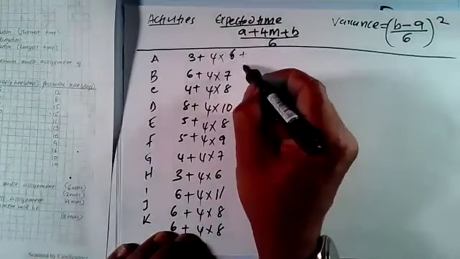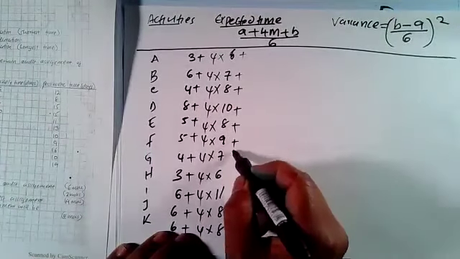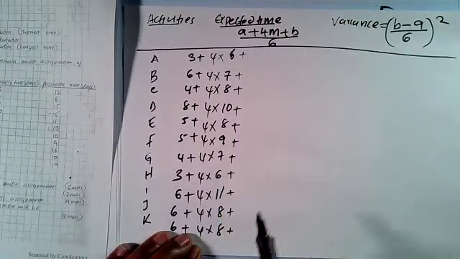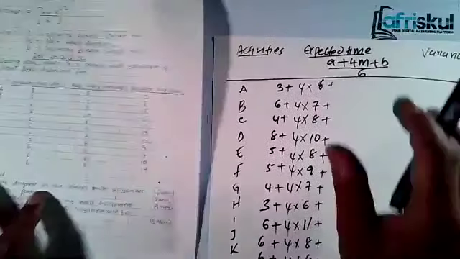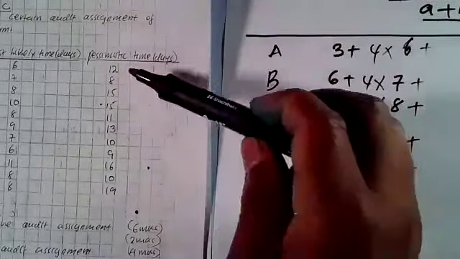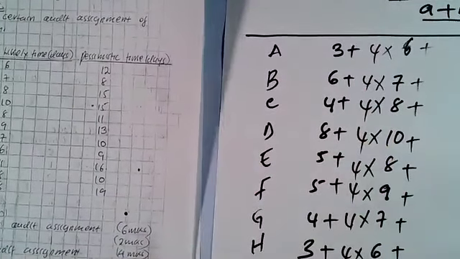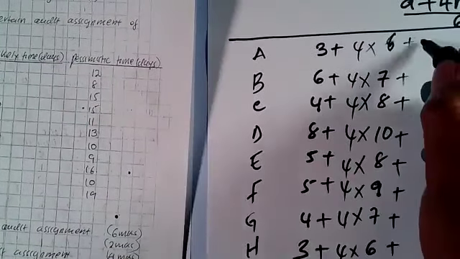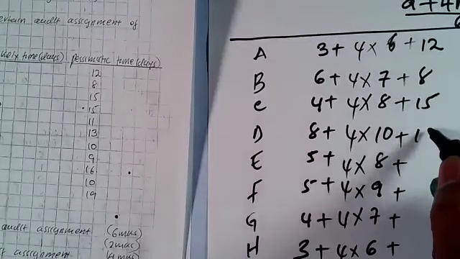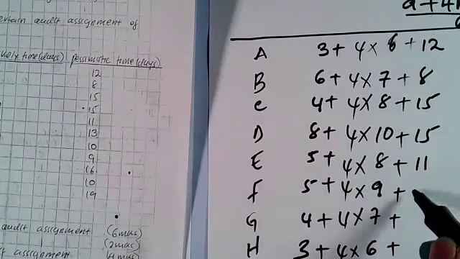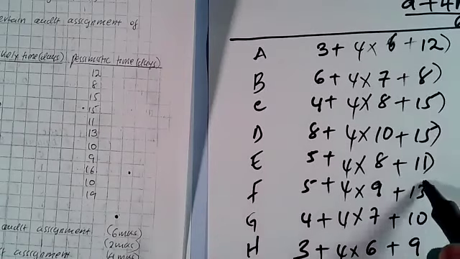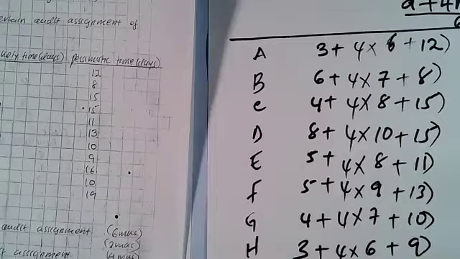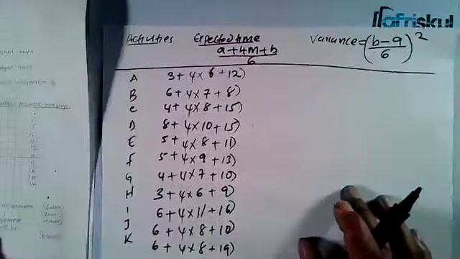Then you add B. So we said that it's A plus 4M plus B. So B, we said it's our pessimistic time. So in this case, we have the pessimistic time. So for example, the first one, it will be 12, 8, 15, 15, 11, 13, 10, 9, 16, 10, and 19. Then all of it, what you get there, based on our formula, you divide by 6.